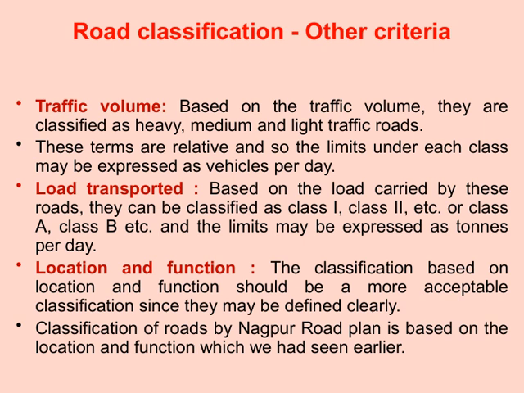Finally, there's location and function. This is perhaps the most straightforward and accepted way to classify roads because it's based on where the road is situated and what purpose it serves. For example, whether it's an urban road, a rural highway, or an arterial road.